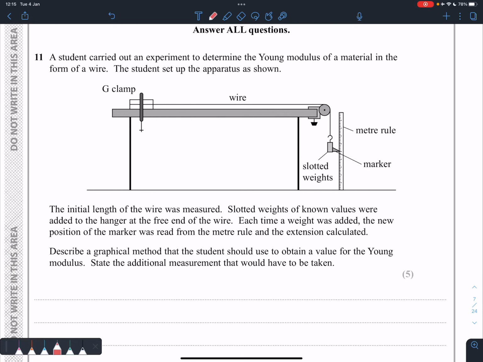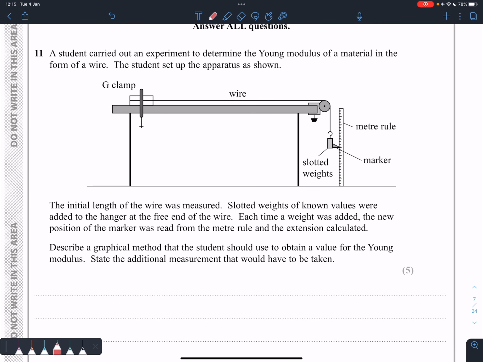Okay, so I'm going to carry on and do hints for questions 11 and onwards. This one is an experiment to determine the Young's modulus. The Young's modulus, you should know, is stress over strain. You get that in the exam. It's often called something like E, Young's modulus E equals stress over strain.